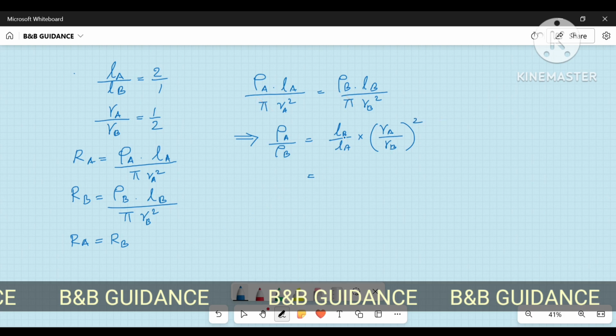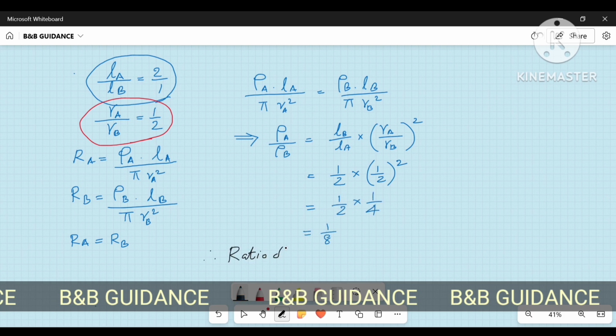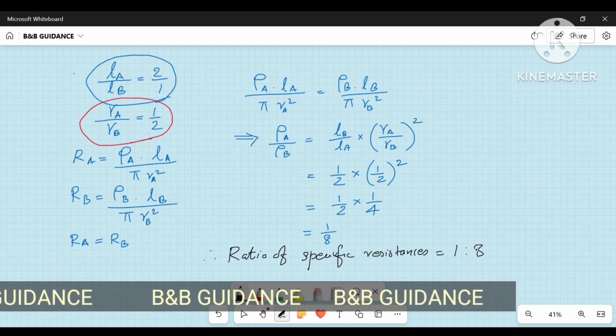La by Lb is given as 2/1. Therefore, Lb by La is 1/2 into Ra by Rb is given as 1:2. So we can write 1/2 the whole squared. That's equal to 1/8. Therefore, ratio of specific resistances is equal to 1:8.